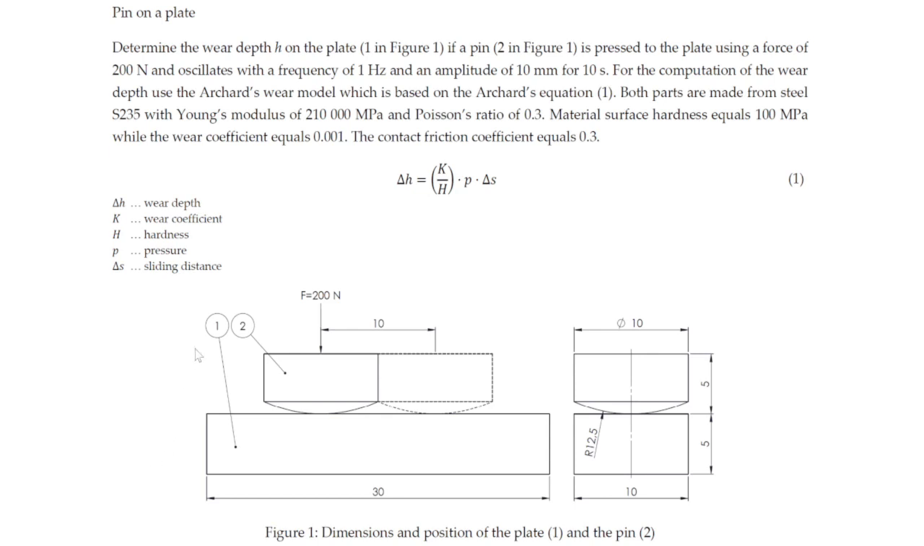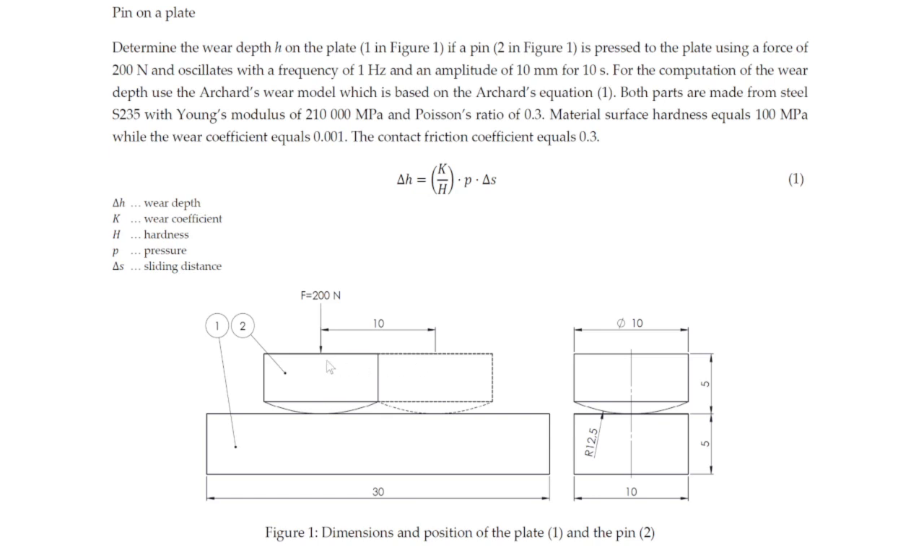The plate is shown with a number 1 in figure 1, and then we have a pin, which is number 2 in figure 2, and this pin is pressed to the plate using a force of 200 newtons. This pin oscillates to the left and right with a frequency of 1 Hz and an amplitude of 10 millimeters for 10 seconds. This means the pin is going to do 10 movements to the right and back again.